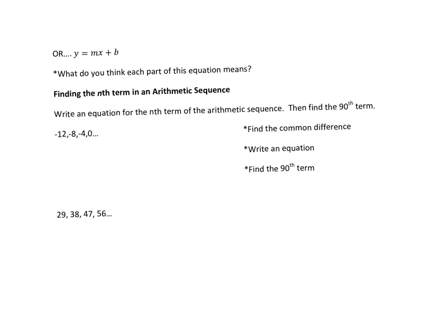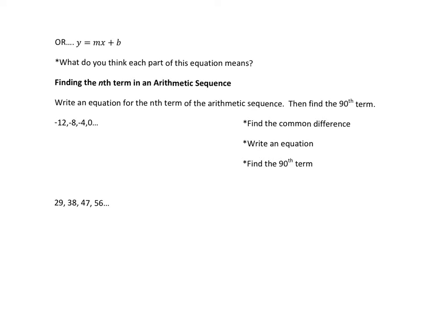And just like the geometric sequence, we also have another general formula that you could use for an arithmetic sequence. You could use the formula y equals mx plus b. So what do you think each part of this equation means? Well, we know from the last section that linear equations are written in y equals mx plus b. So again, linear is a form of an arithmetic sequence, just like a geometric sequence is a form of an exponential function, right? We saw those same formulas being similar.